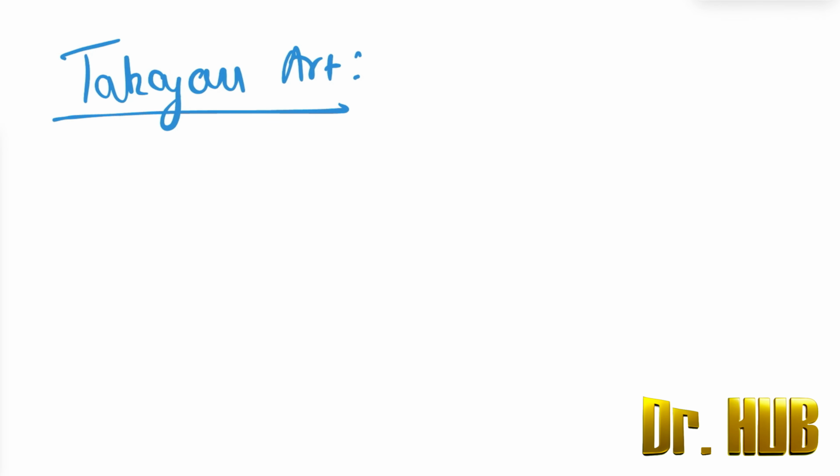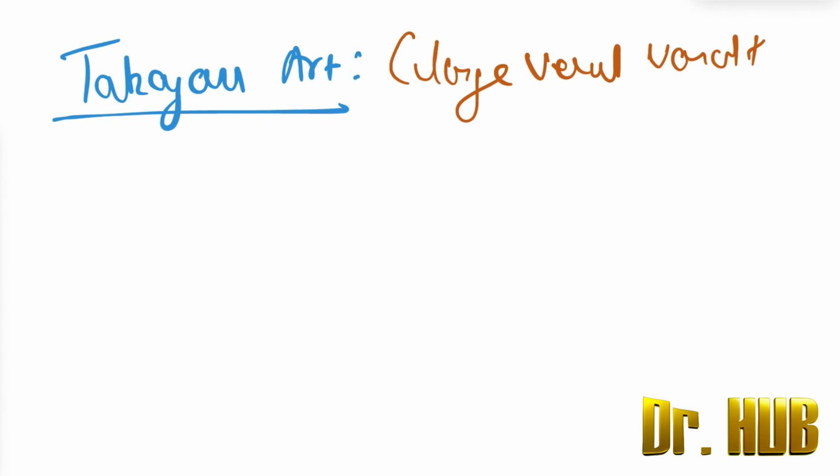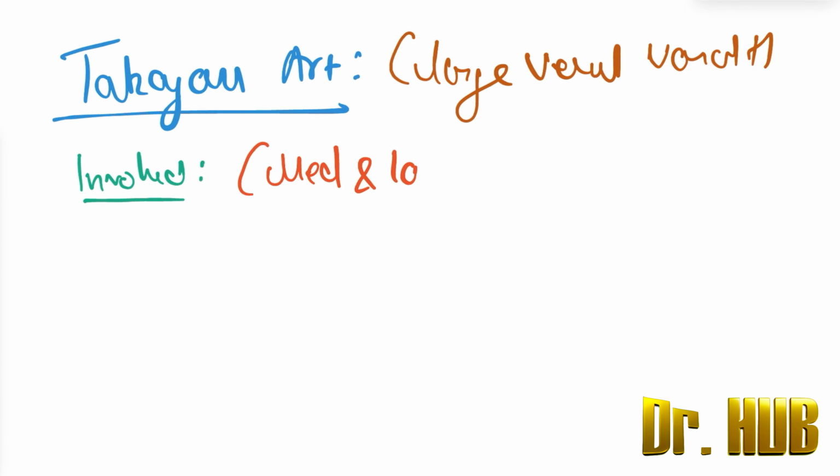Next, we will look at the Takayasu arthritis. This Takayasu arthritis is a large vessel vasculitis. And what is the predominant vessel involved? It includes the medium and large size arteries. There is presence of the aortic arch.